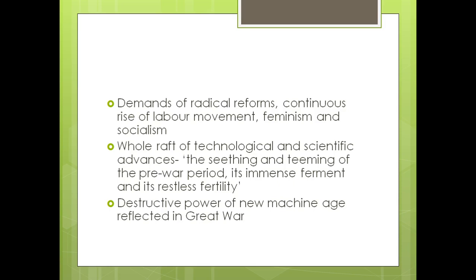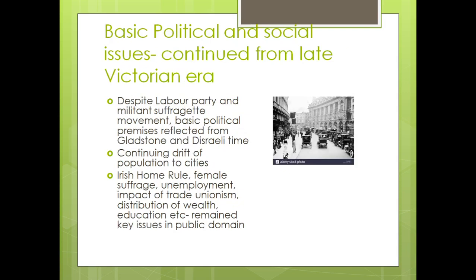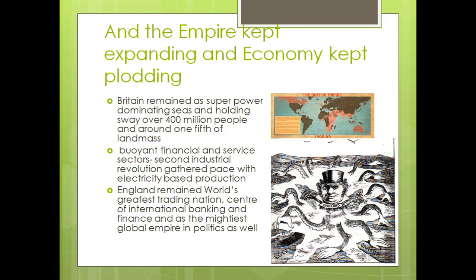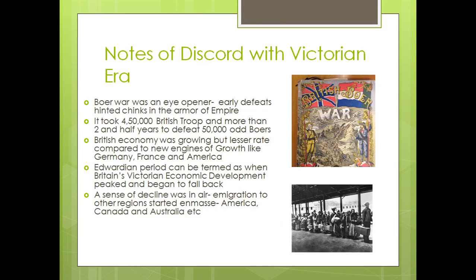We talked about the scientific advancement, which, of course, is also a continuing factor from the Victorian period. Then we talked about basic social and political issues, also continued from the late Victorian era, and how the empire kept expanding and the economy kept booming, how Britain remained a superpower, dominating the seas and holding sway over 400 million people.